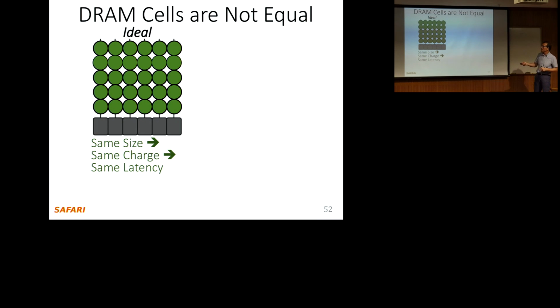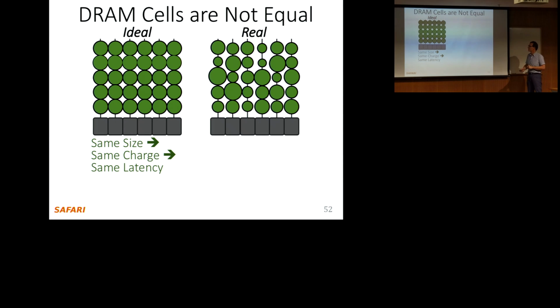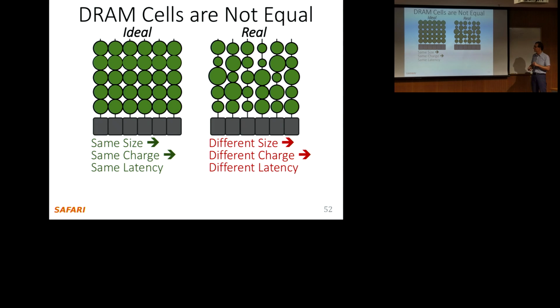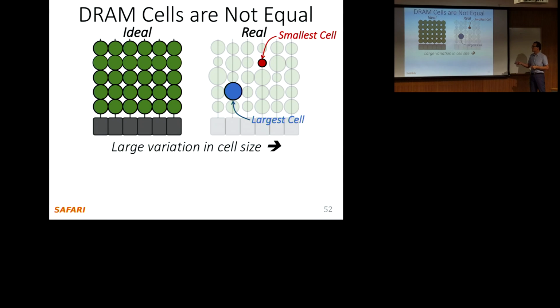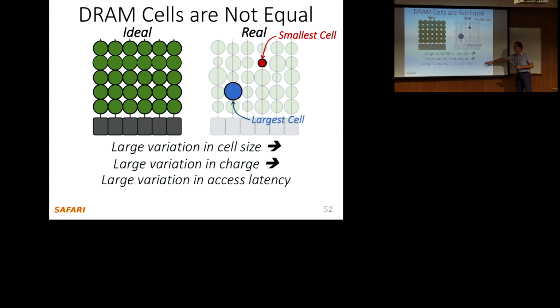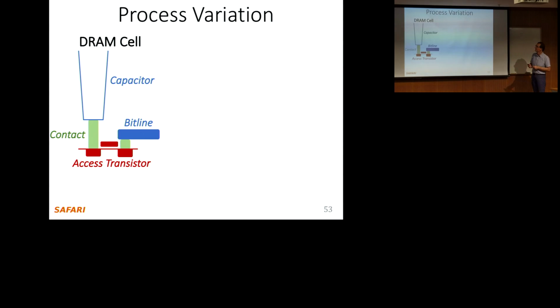So I'll show this pictorially. Ideally, you get same size, same charge, and same latency. And ideally, you don't add any margin to it. But there's margin added to that also. But in reality, you have cells that look like this. Of course, it's a pictorial, right? Some cells are bigger, some cells are smaller. Some cells are stronger and weaker in terms of the charge drive they have. You have different size, different charge, different latency. And because of this large variation in cell size, you get a large variation in the charge drive as well, and as a result, large variation in access latency.